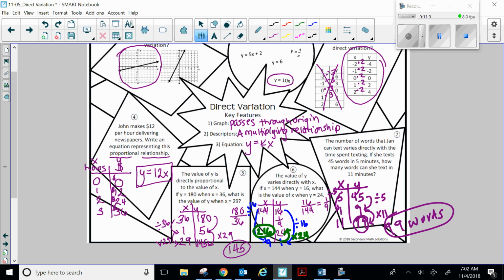Okay, so hopefully we've learned that in a direct variation you have a multiplying relationship that varies directly with x and y. So whatever I can multiply to get from x to y, I also can multiply or divide to get from x to x or from y to y. And those relationships will always be equal to each other in a direct variation.